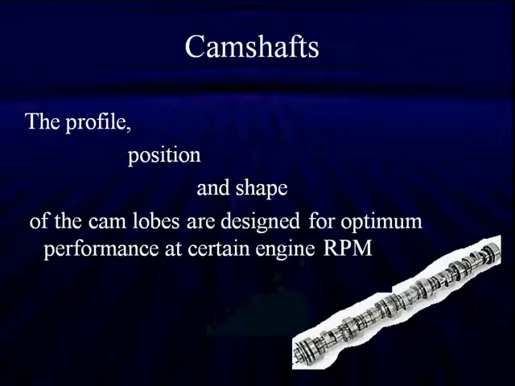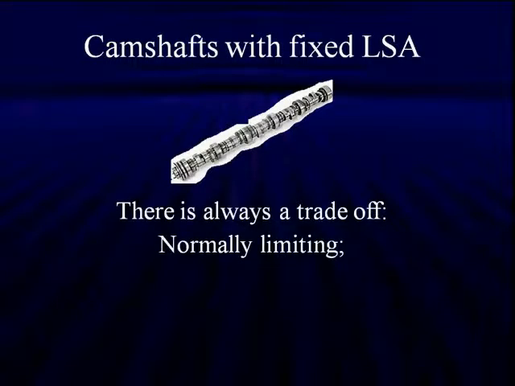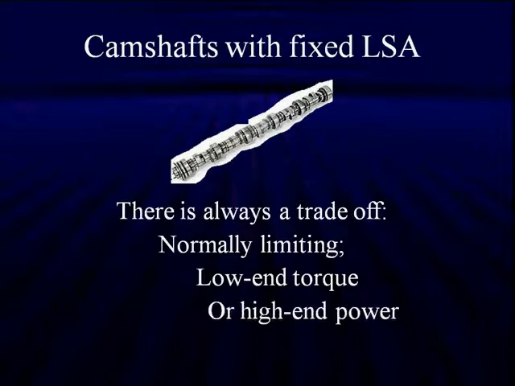The camshaft, the profile, the position, the shape of the cam lobes are designed for optimum performance at certain RPM operating ranges. They have fixed LSAs. There's always a trade-off. Normally, we're going to be limiting low-end torque or high-end power. You can't get both at the same time.